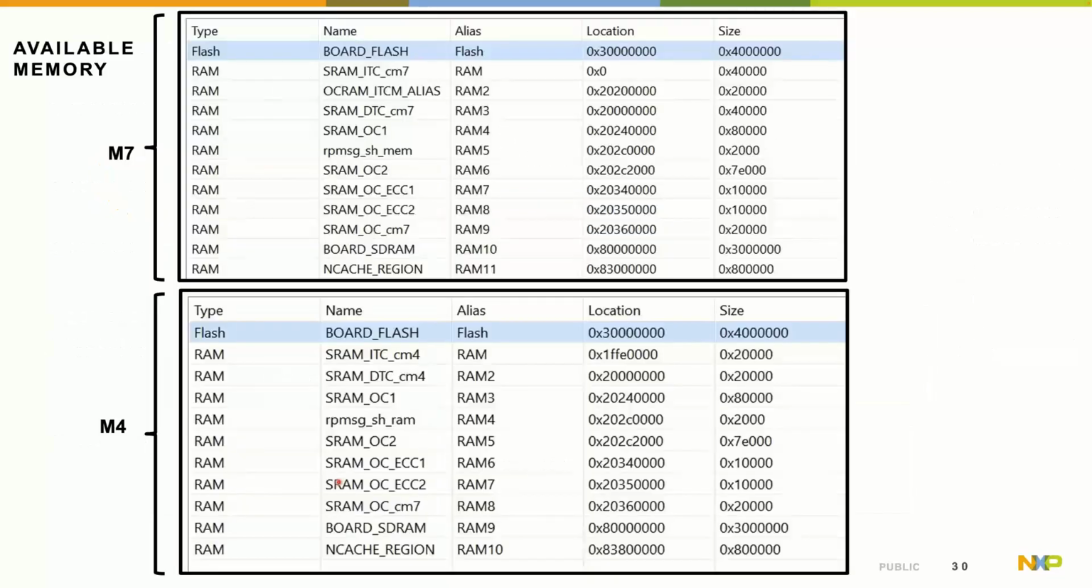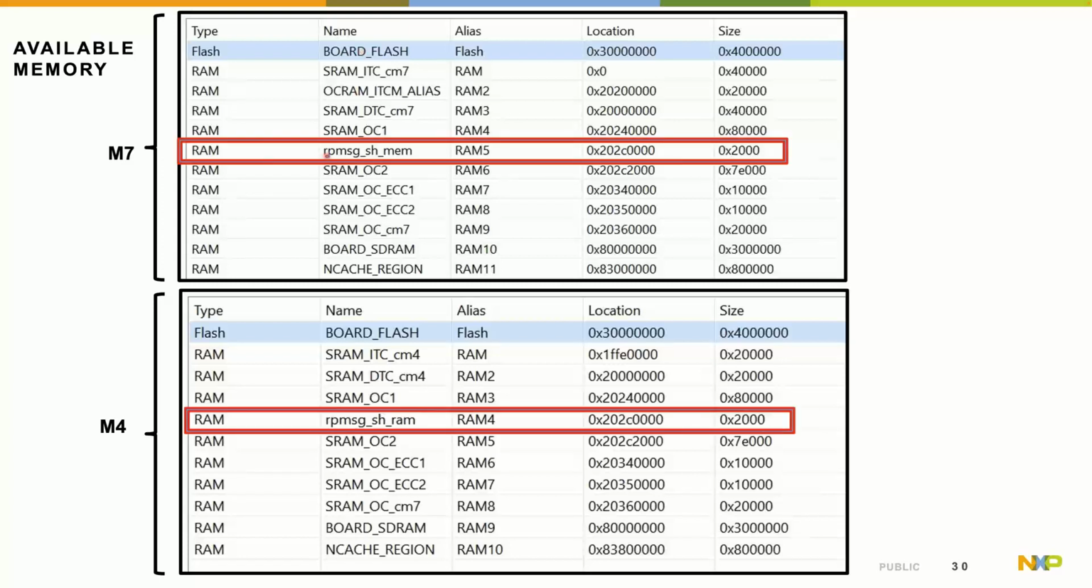And one last slide is similar information, but in a bit more detail here. I show it this way just to highlight the fact you do have many different options here for memory in both cores. At the top on the M7 is the QSPI Flash region. I'll also highlight the shared memory region. Both cores have the same address, same size, and that's for message passing through RPMsg.